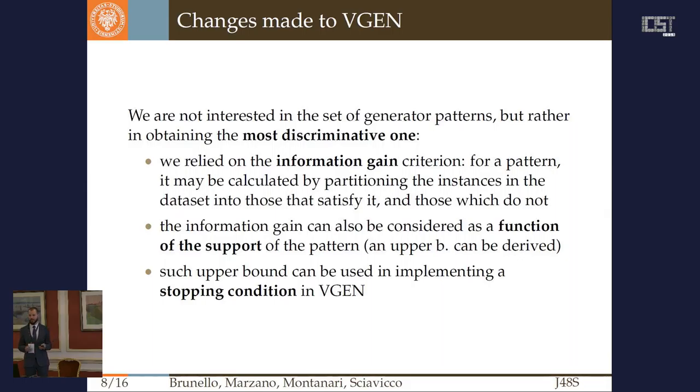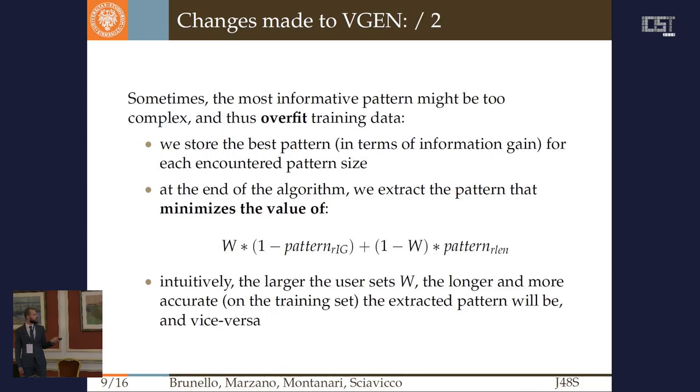So, as for the changes made to VGEN, of course, as I said, we are not interested in getting a set of generator patterns, but rather in getting the most discriminative one to be used in the decision tree. So we integrated the information gain criterion inside the algorithm. Information gain, as Witten has said in the literature, can also be considered as a function of the support of the pattern. And this allowed us also to introduce a procedure to prune the search space of the algorithm and so to speed up its computation.